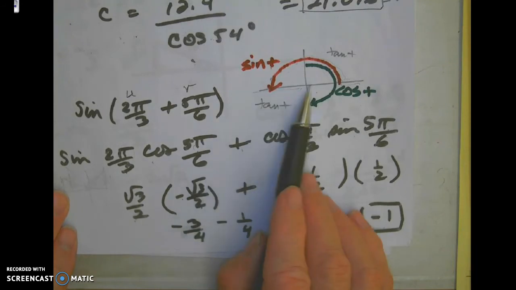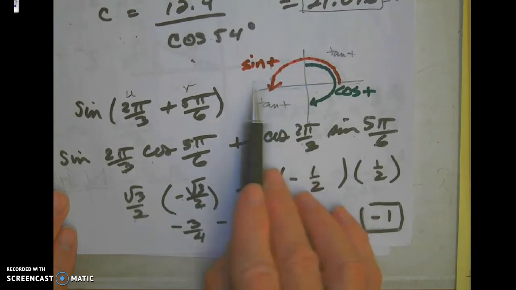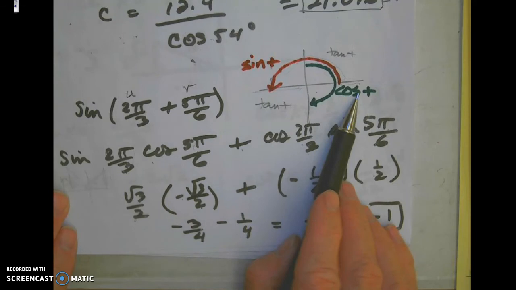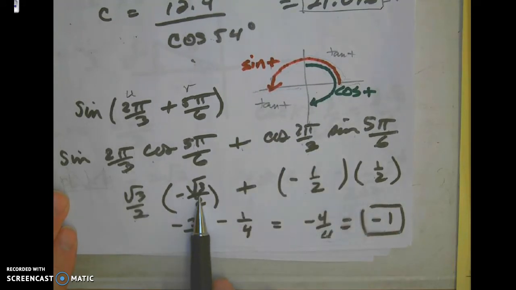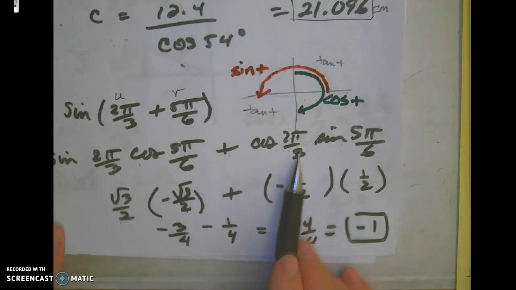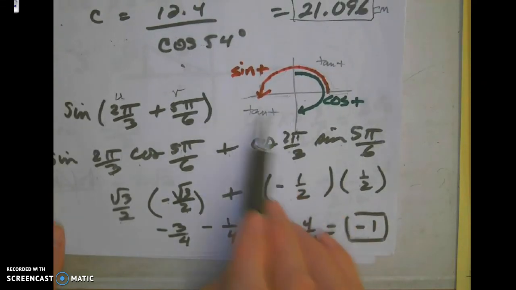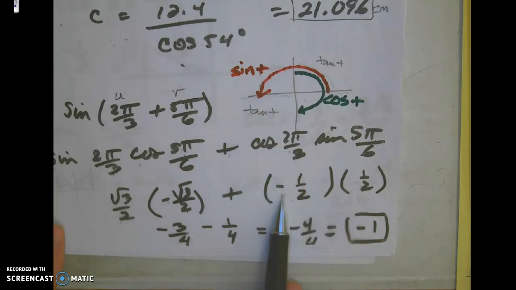Remember, 5 pi over 6 is going to sit just shy of a total of pi. If you look at cosine positive here, then over on this side cosine is negative, and that's where we get the negative from. Cosine of 2 pi over 3 is also in this half. That's all negative for cosine, so I get a negative 1/2.